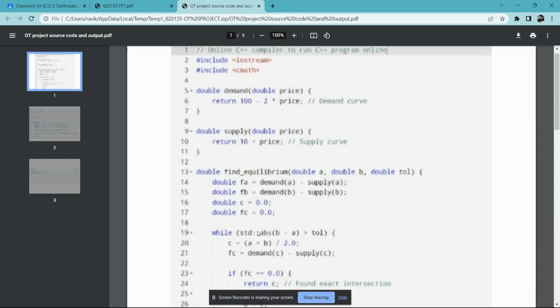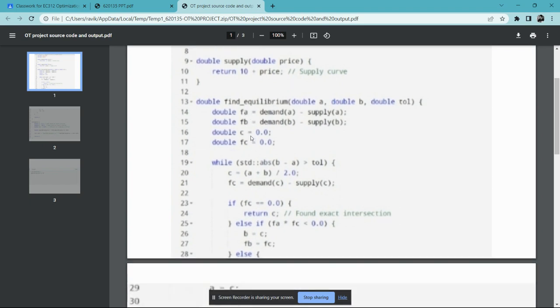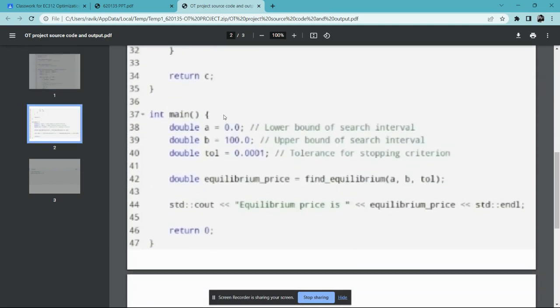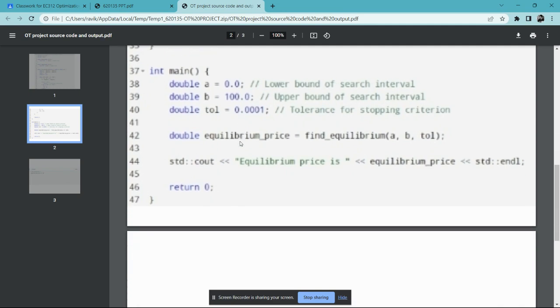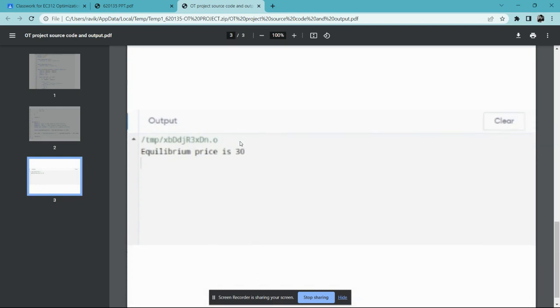So we have to perform the iterations. We took the lower bound of the search interval as 0 and the upper bound of the interval as 100. So we have to find an equilibrium point in this interval, and by running this code, I got an equilibrium price of 30 between the interval 0 and 100.